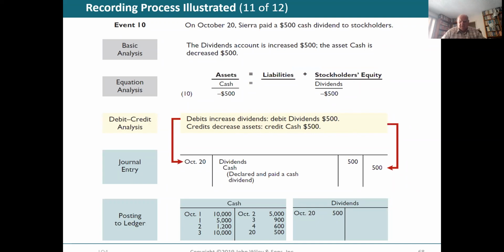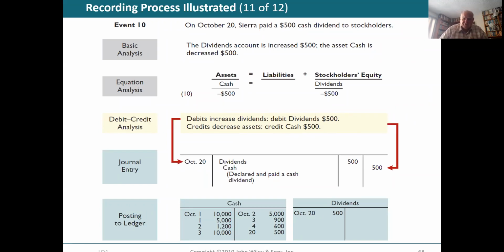Dividends, paid a cash dividend. A hard and fast rule, you always debit retained earnings. We're doing it through dividends in this book. You debit dividends, which is part of retained earnings. You debit dividends and you credit cash.